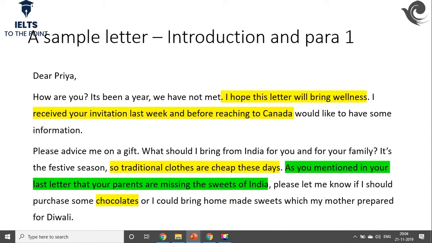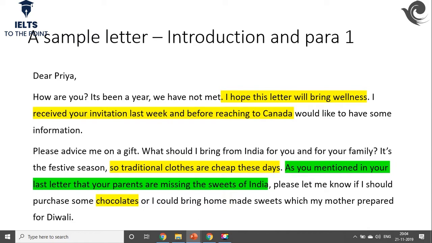Practically, an IELTS examiner is not going to bother about it, but if you think about it, Canada has better chocolates than what India has. So, who would get Indian chocolates to Canada? I don't know that. Alright, and then the person says, or I could bring homemade sweets which my mother prepared for Diwali.